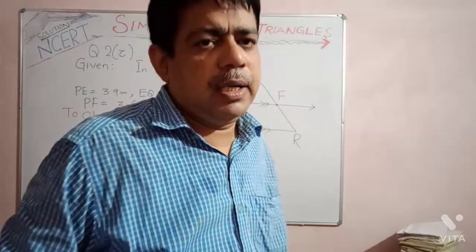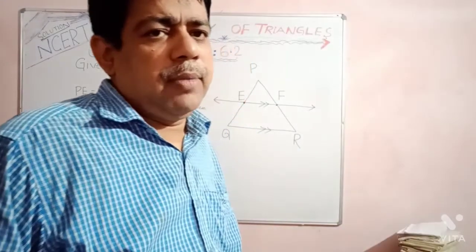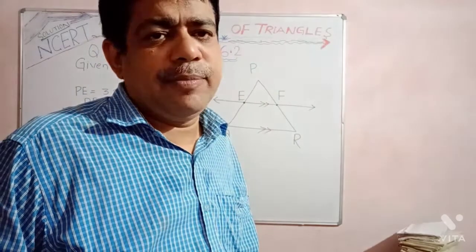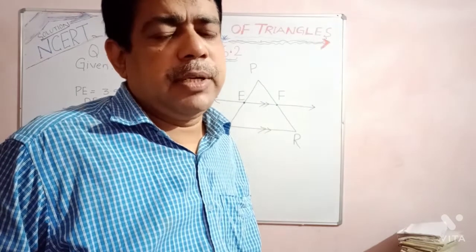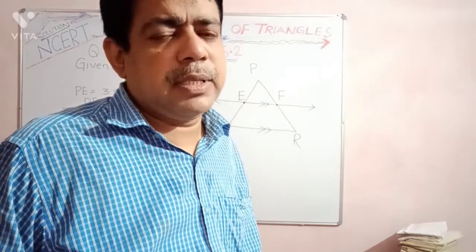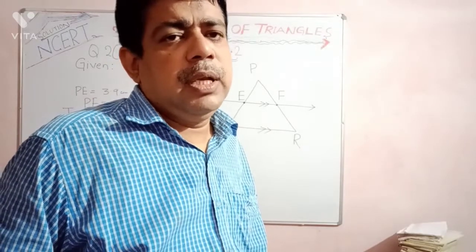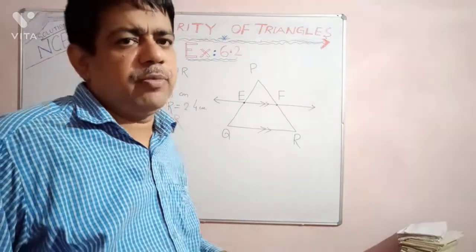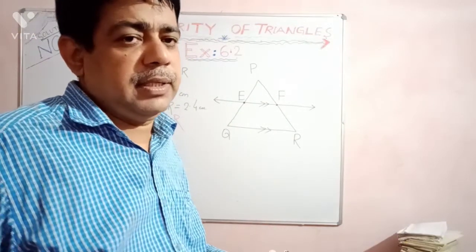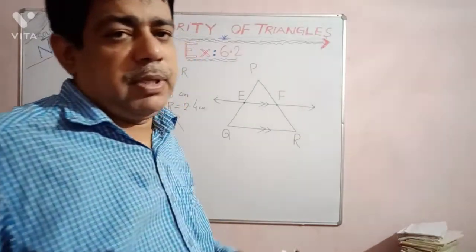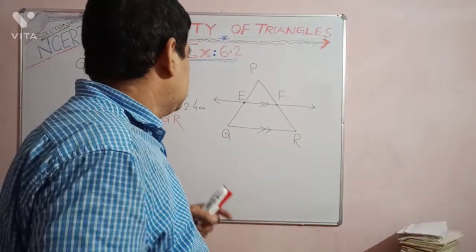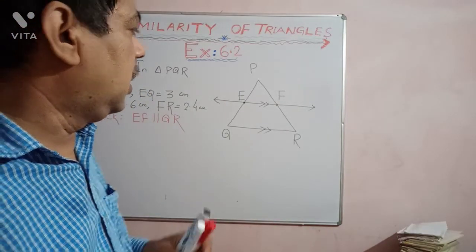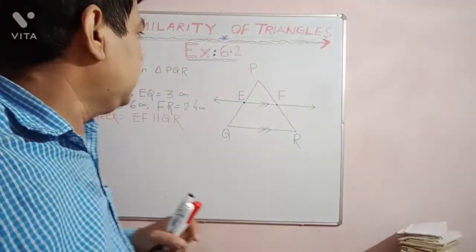Once again, dear students, in this class I am going to discuss the problem of exercise 6.2 of your NCERT book, chapter 6, similarity of triangles. In the previous class we discussed question number 1. Based on the concept of similarity of triangles, in question number 2 I am going to explain what is given. In the triangle PQR, the line EF intersects PQ at the point E and the side PR at the point F.